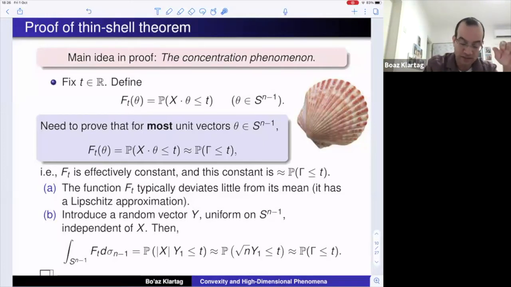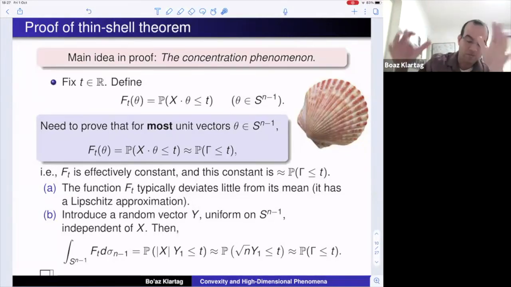And our goal is to prove that for most unit vectors theta and for all t, this function f_t of theta is roughly the probability that a standard Gaussian will be smaller or equal than t. So we want to show two things. We want to show that f_t of theta is roughly independent of theta, the same value for any theta. So f_t should be effectively constant. And we want to show that this constant is roughly what you get for the Gaussian. And these two statements are more or less the two steps of the proof.